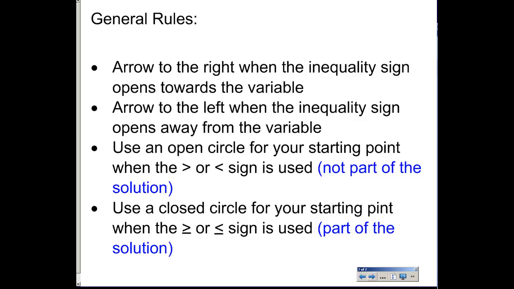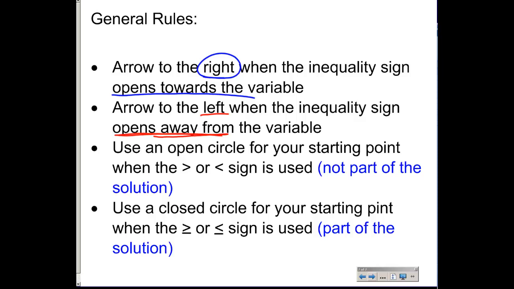So a couple of rules for you. Arrow to the right when the inequality sign opens towards the variable. So it opens towards, then you're going to arrow to the right. You're going to arrow left when the inequality sign opens away from the variable.